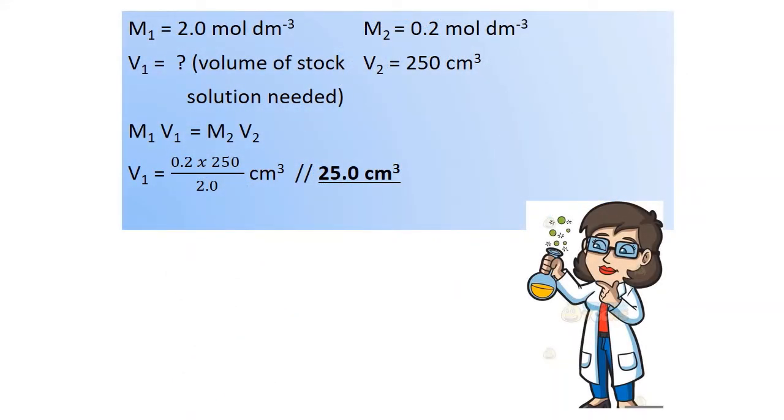Given M1 is 2 molar, M2 is 0.2 molar, V1 is the volume of the stock solution needed, V2 is 250 cm3. Using the dilution formula, M1V1 equals M2V2, so V1 is equal to 0.2 times 250 divided by 2. The answer, 25 cm3.